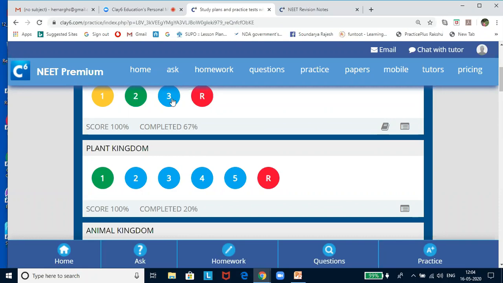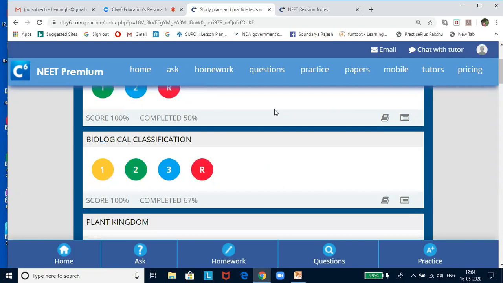Blue bubble shows that the test is not yet taken, and it is an indicator that I should complete the test. R bubble is a randomized test. As the complexities are mixed, you can take this test after doing all these tests to revise all your concepts thoroughly.